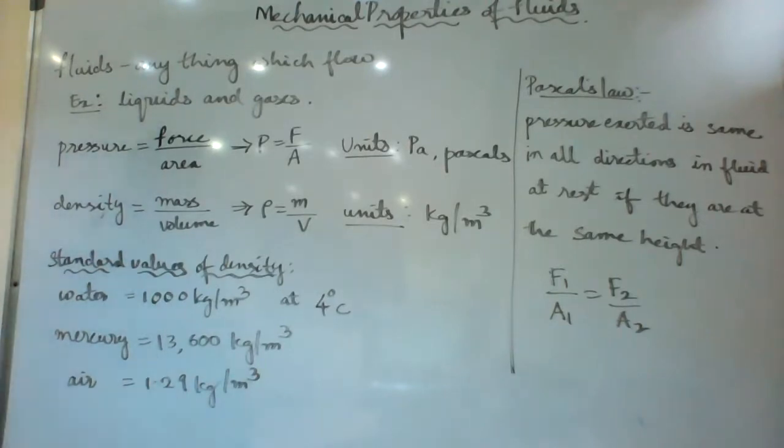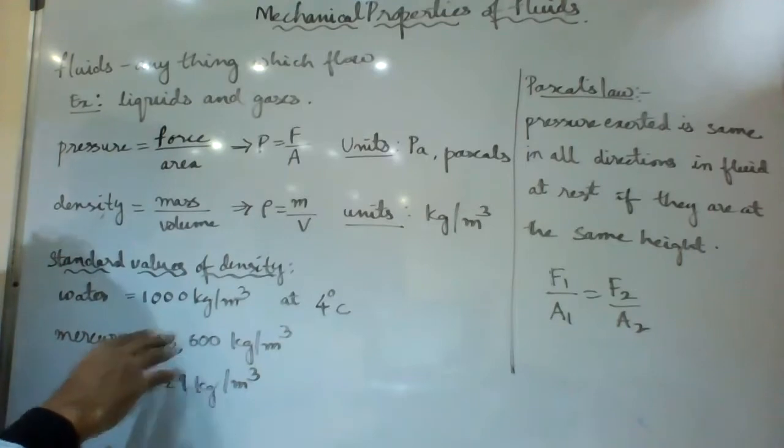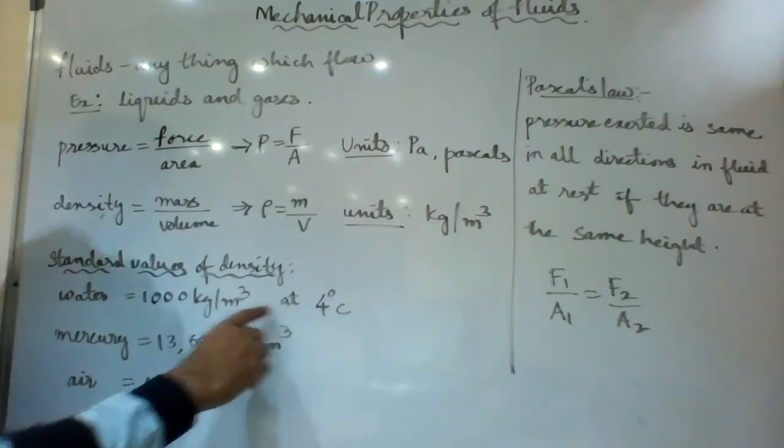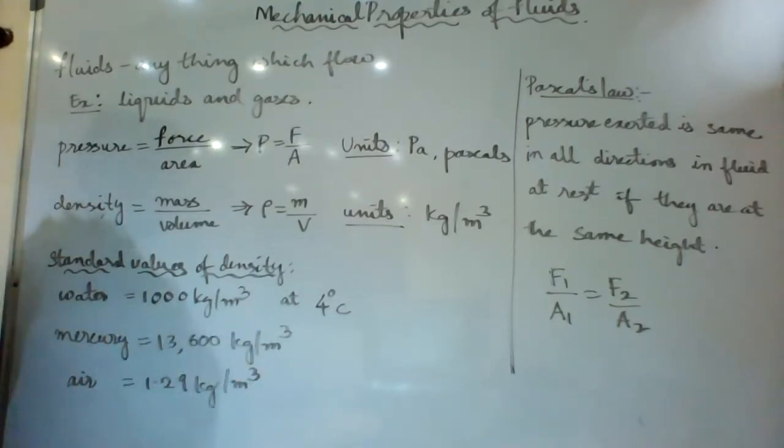And we'll go to the standard values of density. The density of water is 1000 kg per meter cube at 4 degrees centigrade. This is for the fresh water. I'm not speaking about the sea water. The sea water density is different.